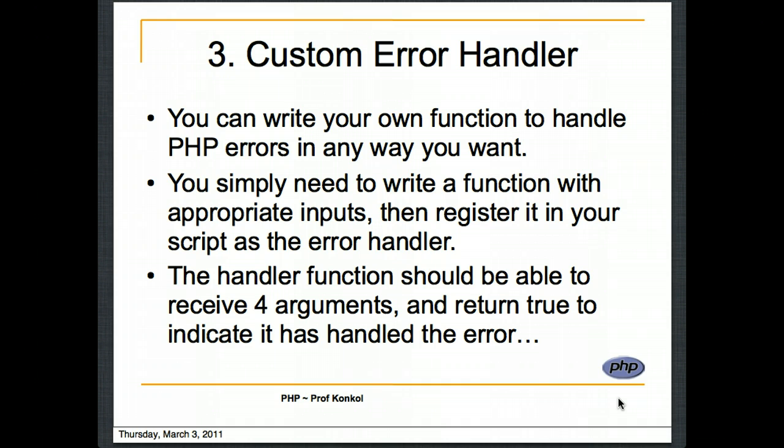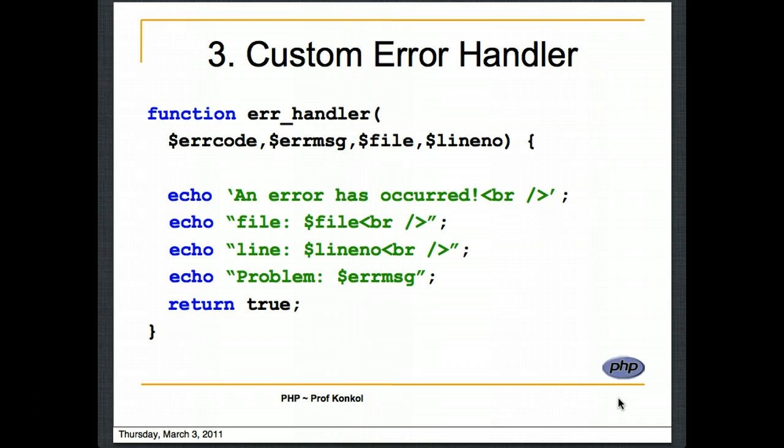The handler function should be able to take 4 arguments and return true to indicate the error as handled. So, for example, the 4 are always error code, error message, the file itself, and the line number itself. And that's really helpful, by the way, when it comes to developing apps, any apps whatsoever, doesn't matter what it is.